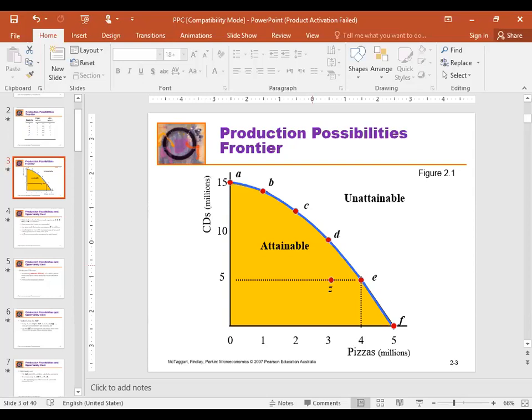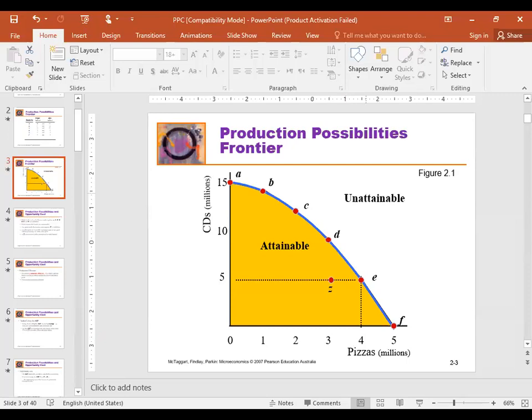So again, you need to understand the point inside the curve, point Z. What does it tell you about this company? It tells you that Ahmed Rashwan's company is not doing a good job at being efficient. If you're only producing 5 million CDs while you're producing 3 million pizzas, it's what we call underutilization. Your factors of production are idle. They're lying there, not being used. So your company is not achieving its full potential and full capacity. You're basically wasting resources.